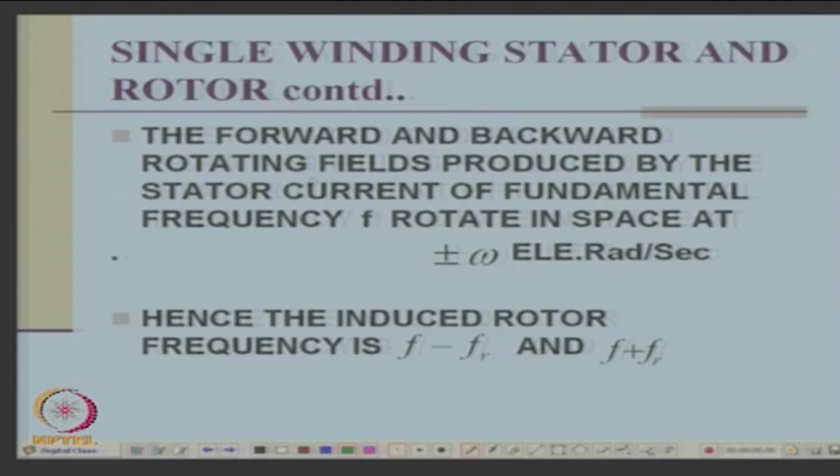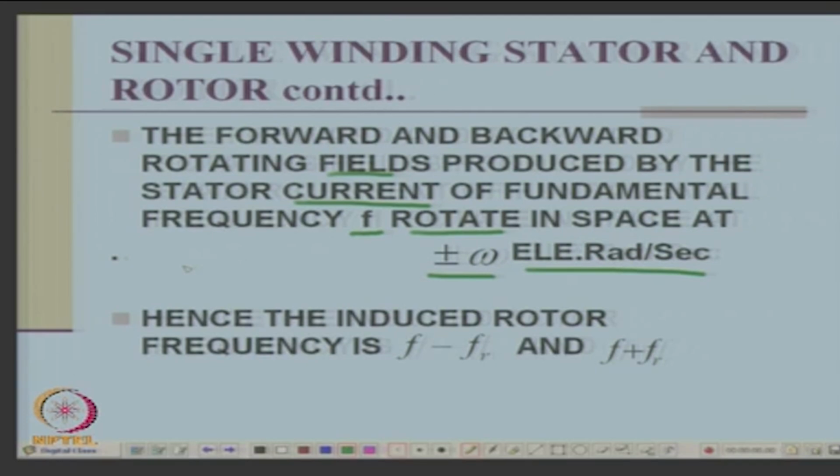Now, the forward and backward fields produced by the stator current, what will they do? Because it is a fundamental frequency f, it will give rise to two fields that rotate at plus omega electrical radians per second and minus omega electrical radians per second. So plus omega is the forward field, and minus omega is the backward field with reference to the stator.